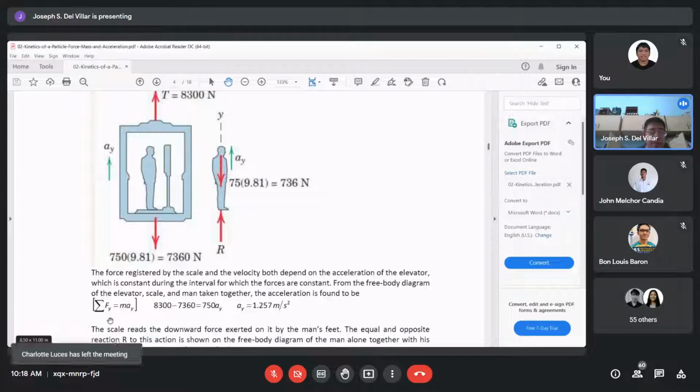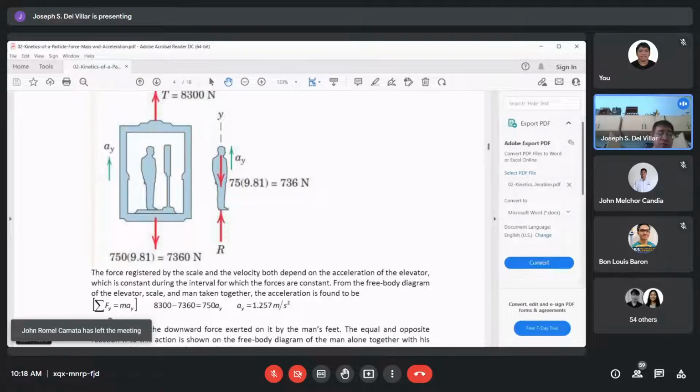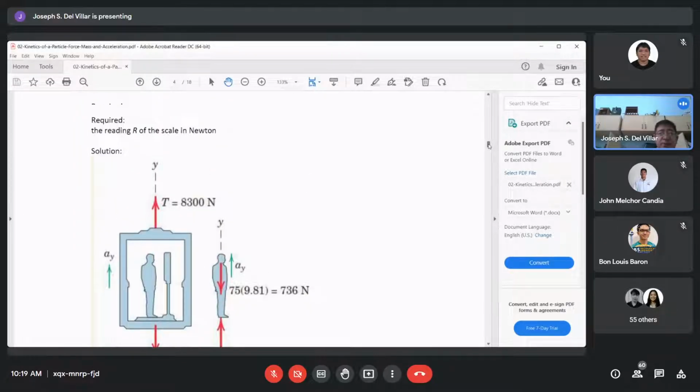So, 8.3 minus 7.36. And that must be equated to mass times acceleration along the y. Okay? So, we have 750 times Ay. So, one equation, one unknown in Ay, we can solve for Ay. Okay? So, the acceleration along the vertical is 1.257 meters per second squared. Okay? But that's not yet, or that doesn't answer the requirement. No? So let's go back to the requirement.